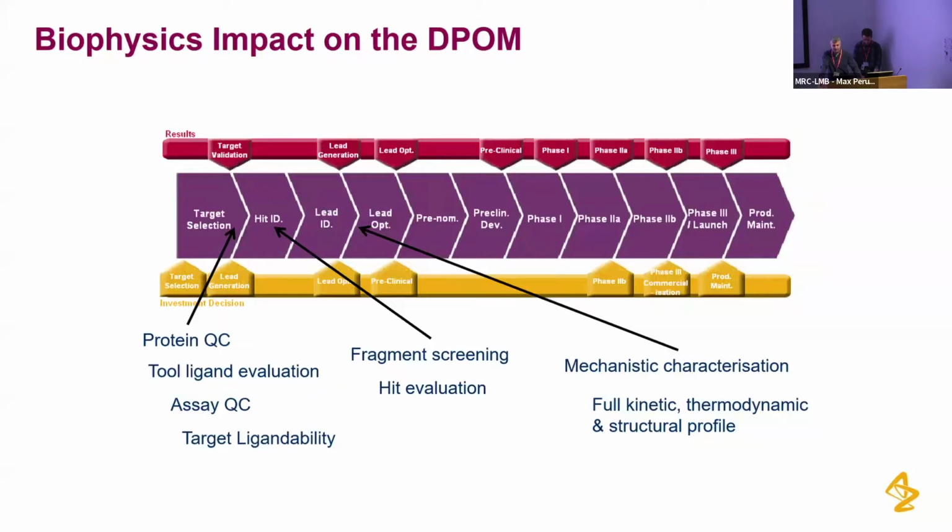And then later on in the process, we want to understand in more detail how our compounds are binding to the target. So this is where we then employ more detailed mechanistic characterization. So trying to understand to which form of the protein the compound is binding, and using full kinetic and thermodynamic profiling alongside structural information, we can get a really nice picture of how those compounds interact with the target protein. And that helps us to make new design hypotheses and drive the optimization process.